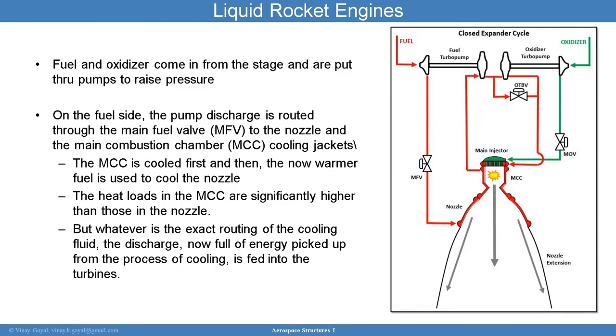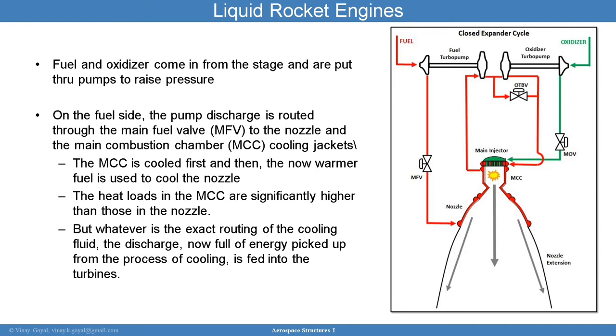So a little more detail: the fuel and auxiliaries come in from the stage and are put through pumps to raise the pressure. That's the whole point of pumps. On the fuel side, the pump discharges right through the main fuel valve, I cover that, to the nozzle and the main combustor chamber cooling jackets. So right through here. The MCC is cooled first, and then the warmer fuel is used to cool the nozzle, because you don't want to structurally break it. That's where this could be useful.